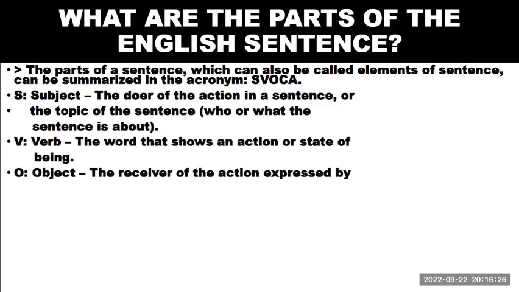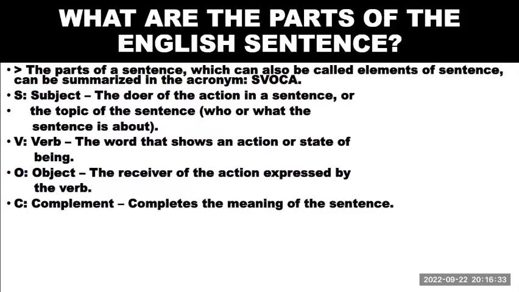The object is usually the receiver of the action expressed by the verb. The complement is the one that completes the meaning of the sentence. You can also look at the complement as the description of the subject. If you say Junior is a boy, the words a boy describe Junior. Or if you say Junior is handsome, the word handsome describes Junior, and it is the complement.